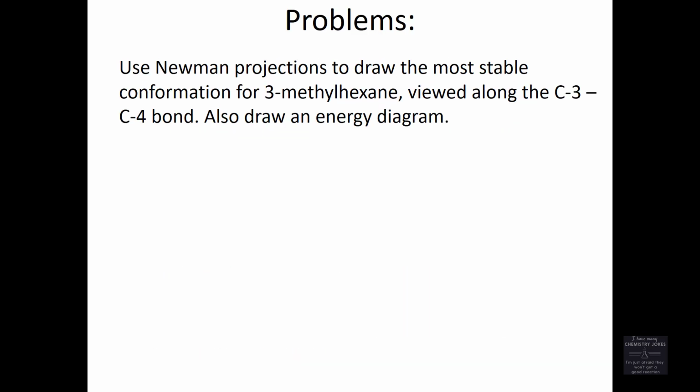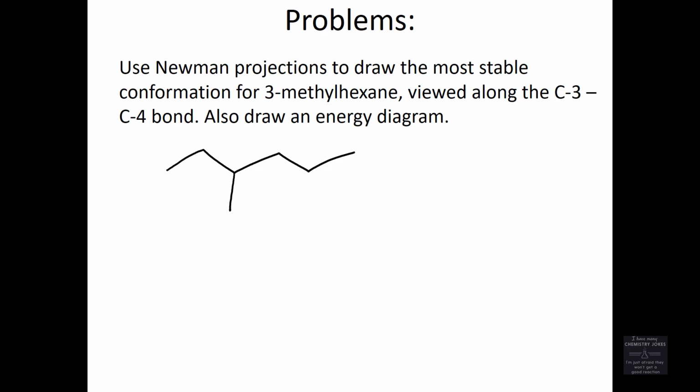All right, let's look at a couple of problems. Use Newman projections to draw the most stable conformation for 3-methylhexane viewed along the C3-C4 bond. Also draw an energy diagram. So first, let's draw 3-methylhexane. Hexane means 6 carbons, a 3-methyl.